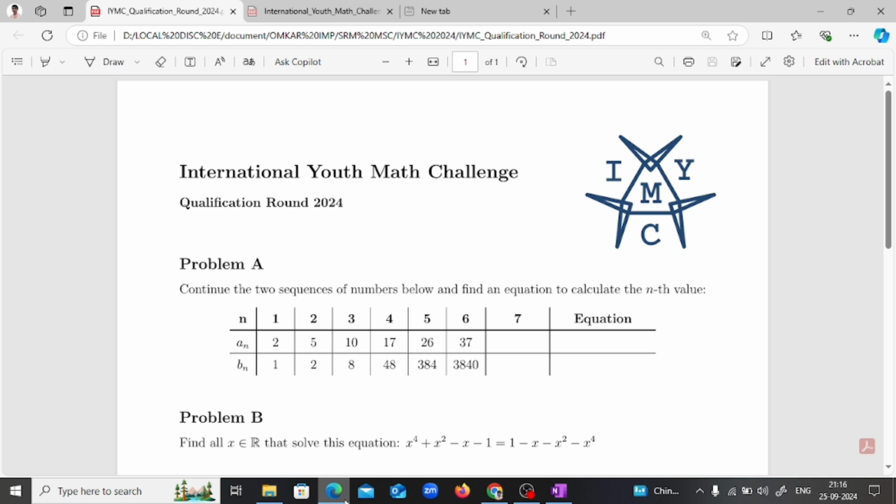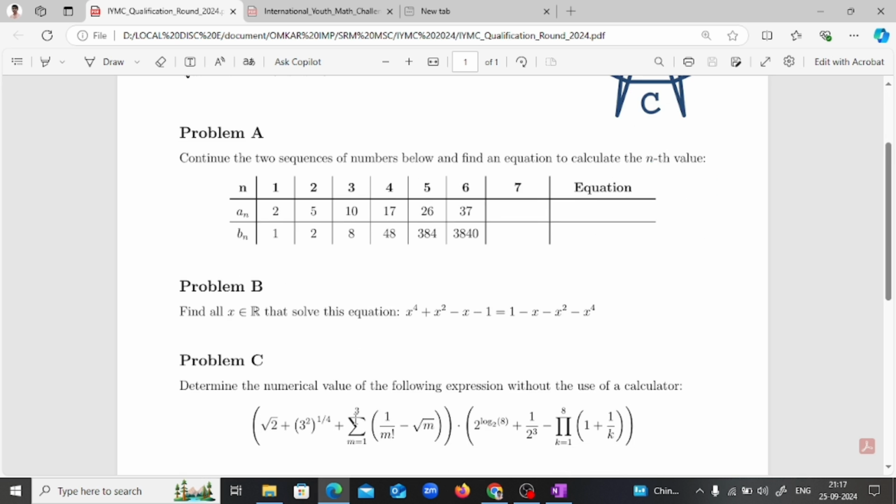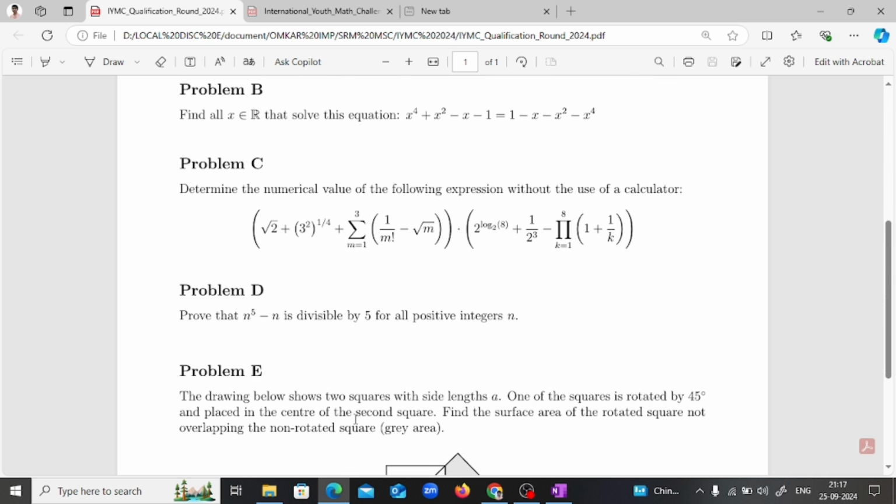My name is Omkar Tendolkar and today we are tackling a challenging problem from the International Youth Math Challenge, IYMC 2024 qualification round. Especially, we are proving problem D from the qualification round, that is, prove that n raised to 5 minus n is divisible by 5 for all positive integers. Okay, so without wasting more time we will directly solve our problem.